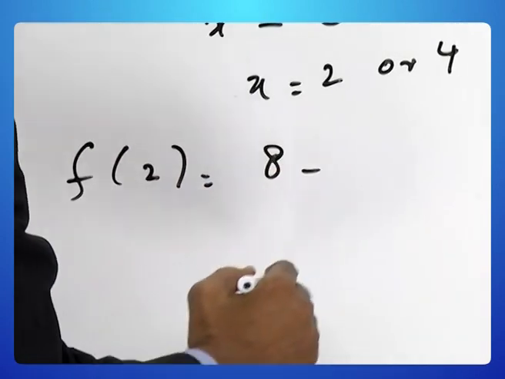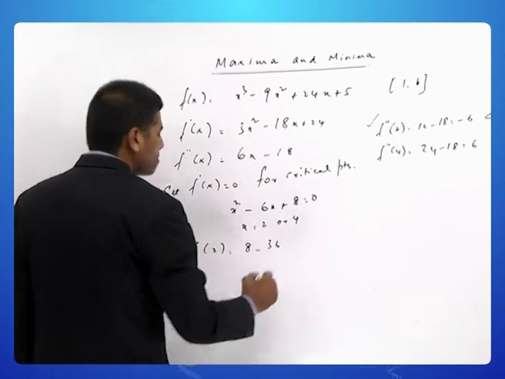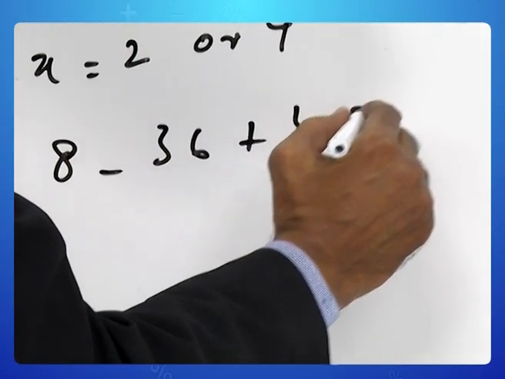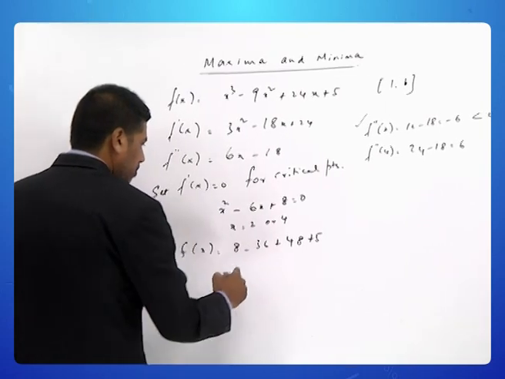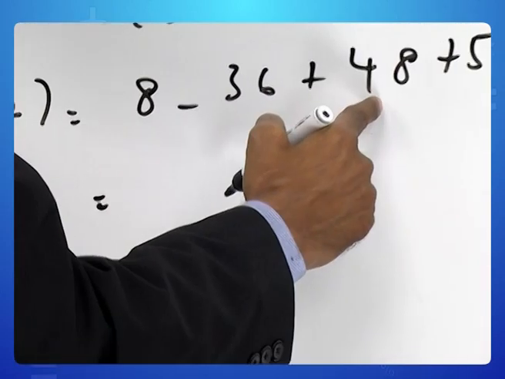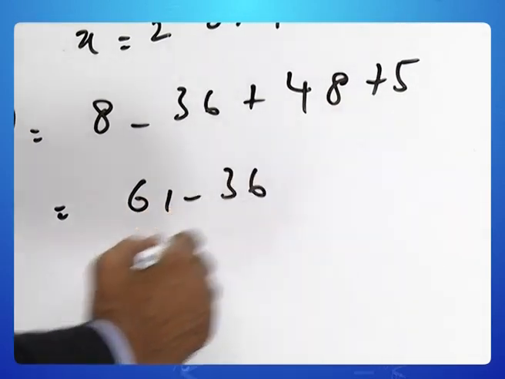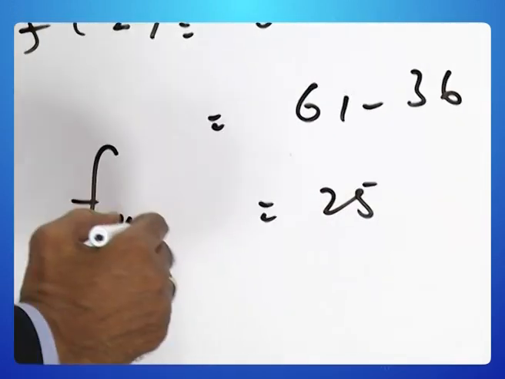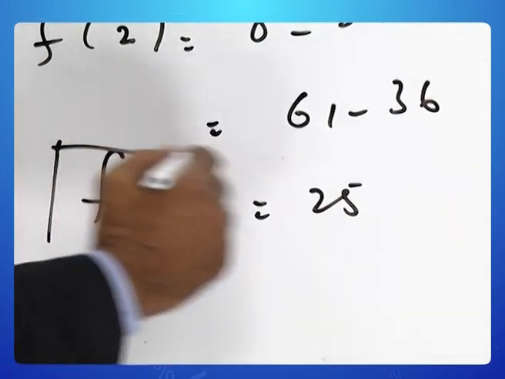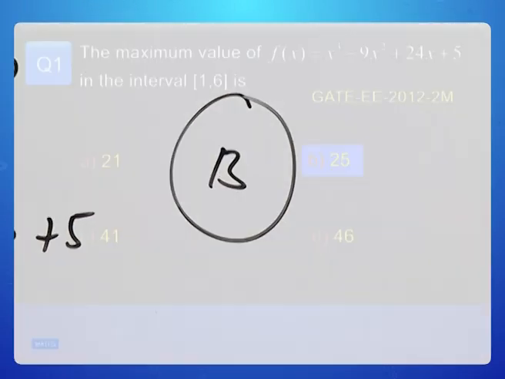So we get 8 minus 9 4s 36 plus 48 plus 5. So this becomes 48 plus 8 56 plus 5 61 minus 36, which is 25. So f max is 25, corresponding to option B.